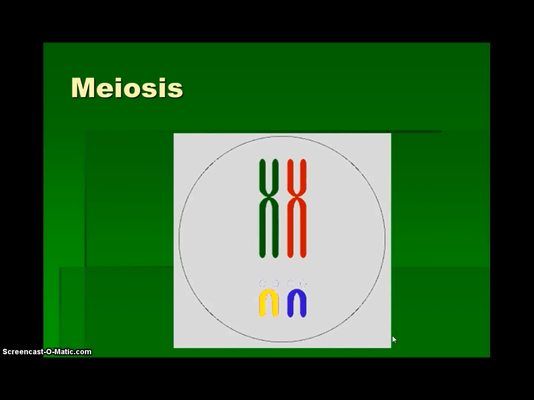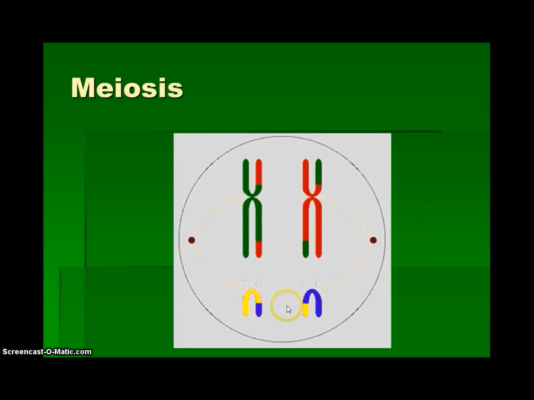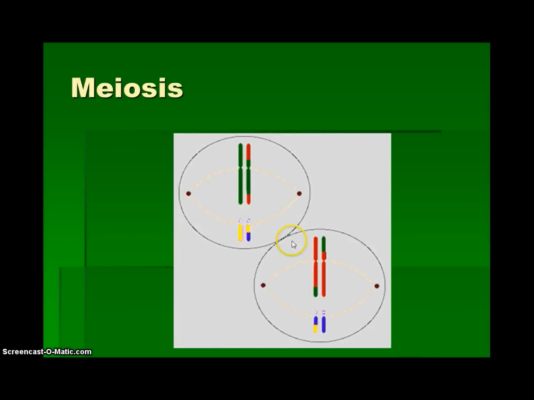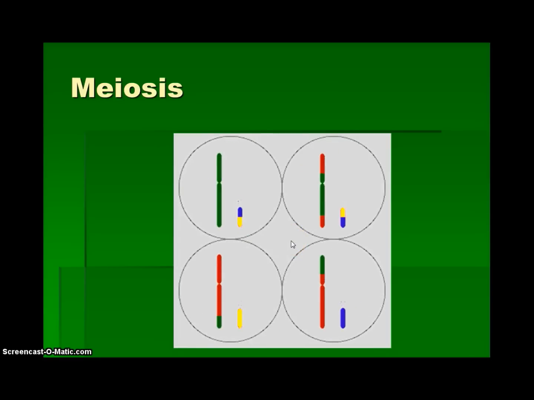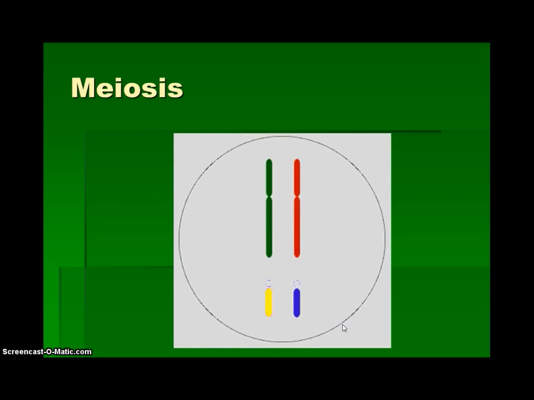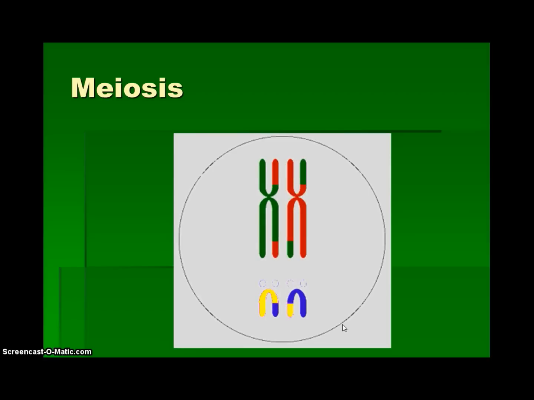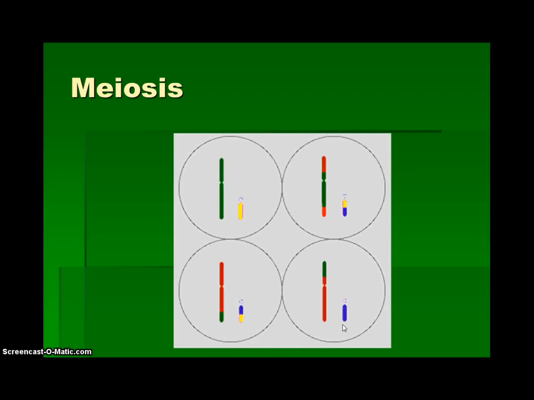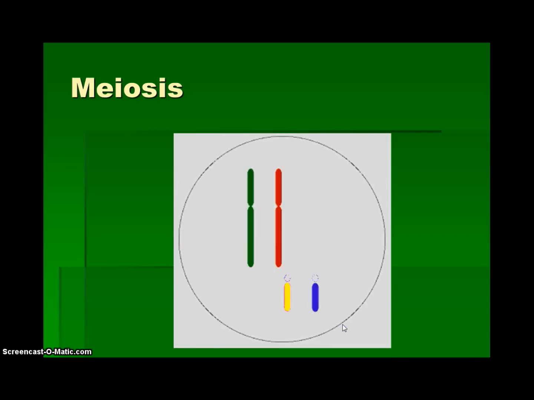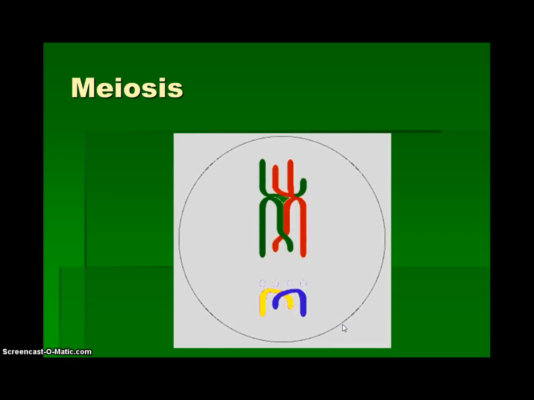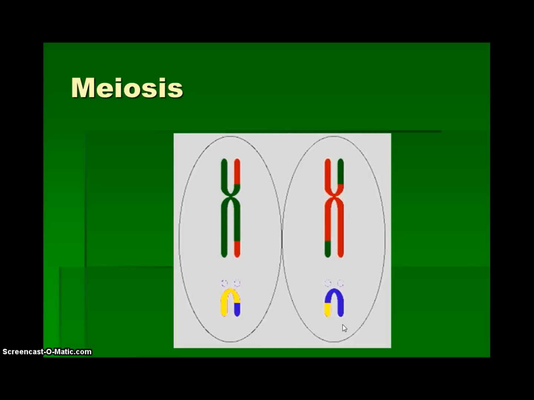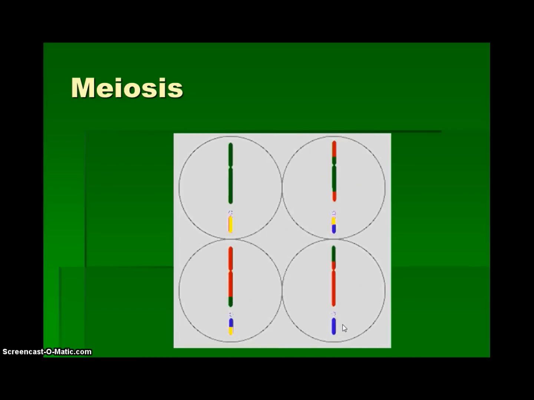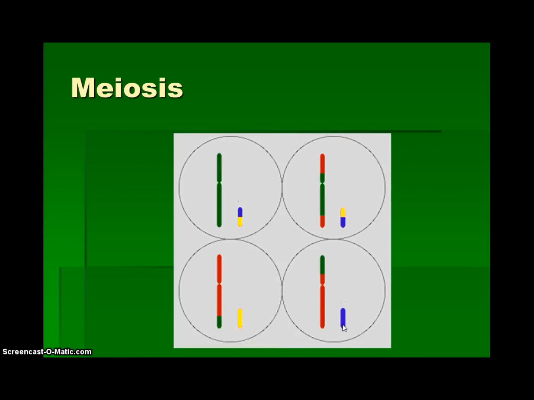And here's another example. You can see the crossover that happens, and then it splits, and then it splits again. And then you're left with the 4 daughter cells. So here we go, we see the crossover, pulling to the side, spindle fibers, cytokinesis, and it does it again. And that's what we're left with. This is just replaying, so you can watch this as many times as you want. See the crossover, cytokinesis, and there we go again.